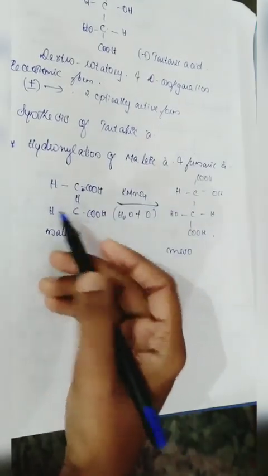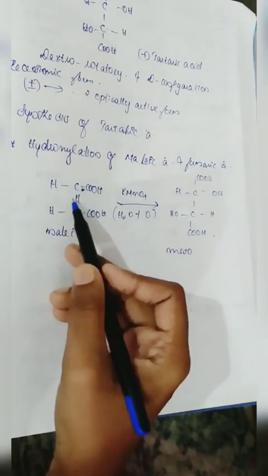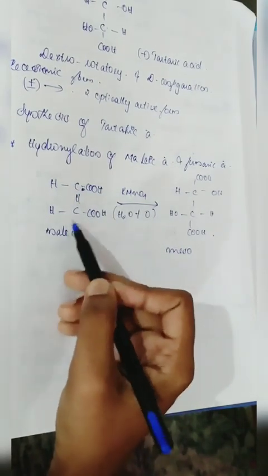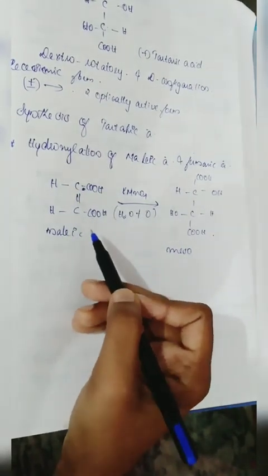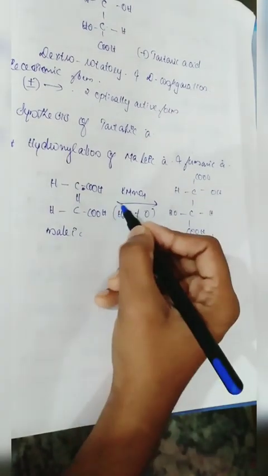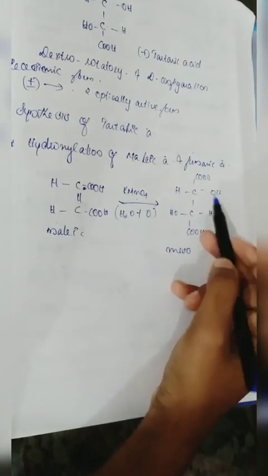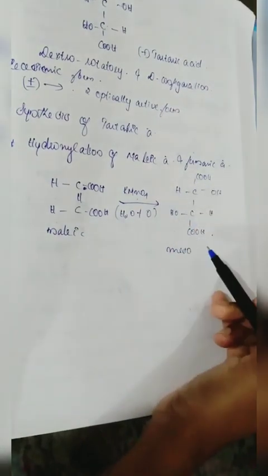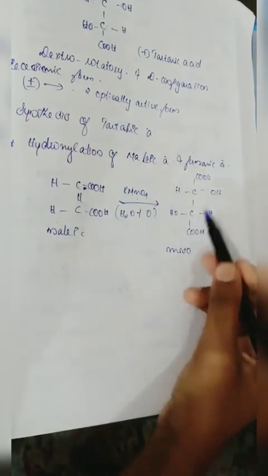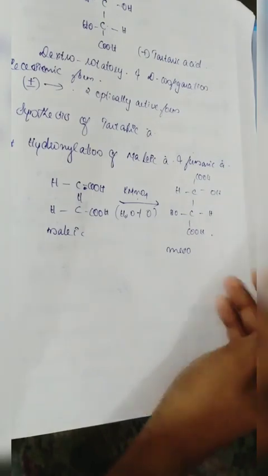This is maleic acid, CH(COOH)=CH(COOH). This one will be the possible structure for maleic acid, and we will be treating it with KMnO4 and H2O. In this reaction, we will be getting a meso tartaric acid. This one will be the meso form of tartaric acid.